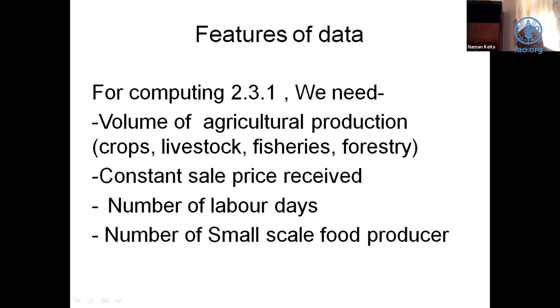Okay. I am talking about the three types of threshold for calculating small scale food producers. So from the intersection of three thresholds, we should take only those jointly satisfying the three criteria. After that, we should take the volume of production and divide it by the number of small scale farmers. I think the formula is okay. I'm just checking.